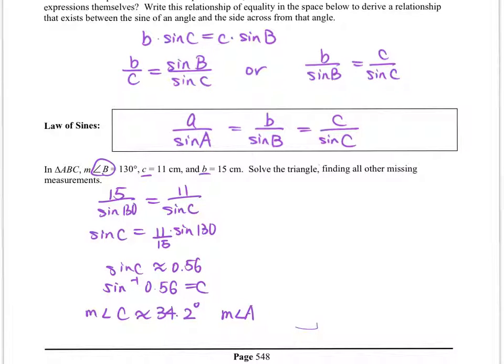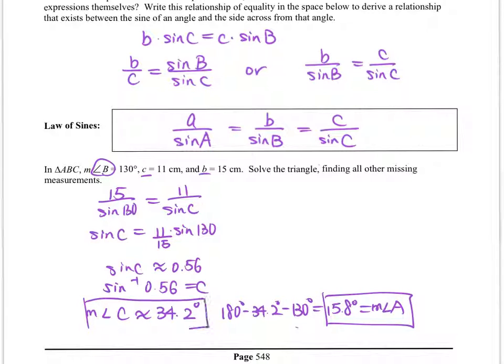Oh, there's no complementary here. Sorry about that. It's not a right angle. It's an oblique angle. So now you can do the same. Actually, you just use 180 minus 34.2 minus 130 degrees should give you 15.8 degrees, and that's your answer for angle measure of A. So that's your second answer there.